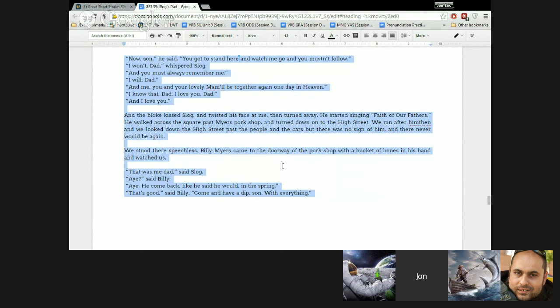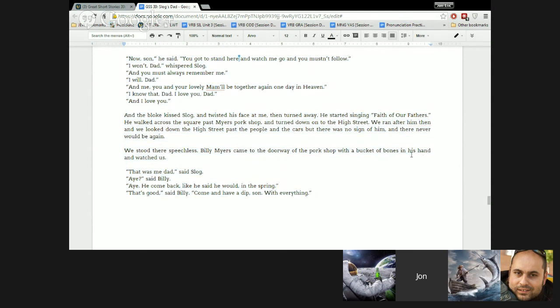He walked across the square, past Mayor's pork shops, and turned down on the high street. We ran after him then, and we looked down the high street past the people and the cars, but there was no sign of him. And there he was again. We stood there speechless. Billy Myers came to the doorway of the pork shop with a bucket of bones in his hand and watched us.